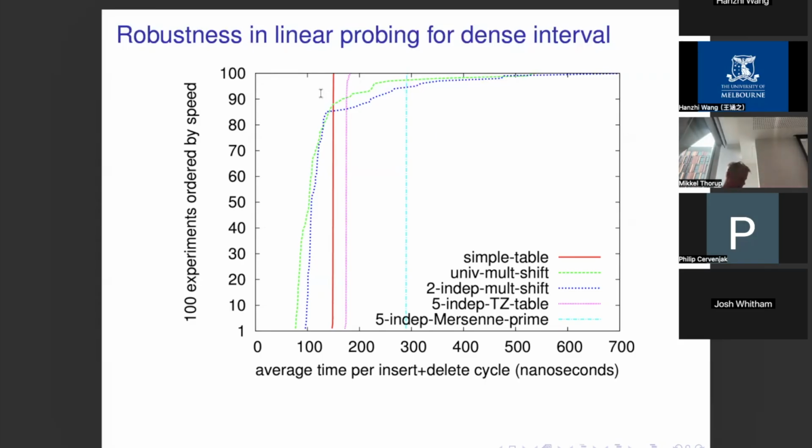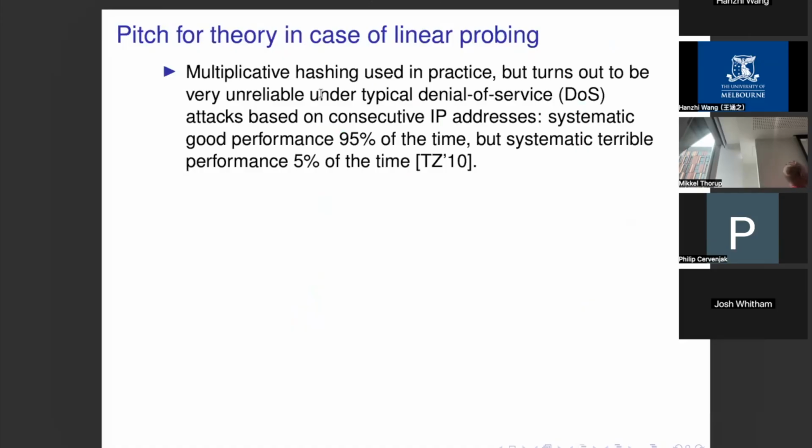Okay, this is kind of shocking, because again, this thing up here should never have happened. So multiplicative hashing is used in practice, but turns out to be very unreliable under this. For AT&T, it matters with these denial of service attacks, because they just use consecutive port numbers, and basically linear probing with a linear hash function fails with any arithmetic sequence. So this happens in practice. Good performance, even better than it should be 95% of the time, but 5% of the time things go really bad.